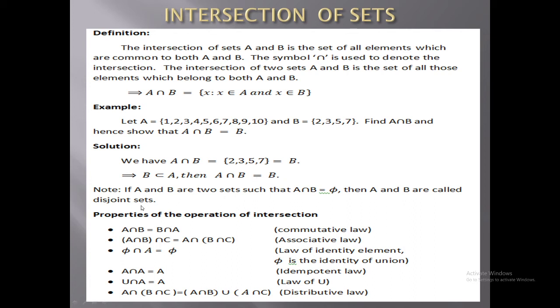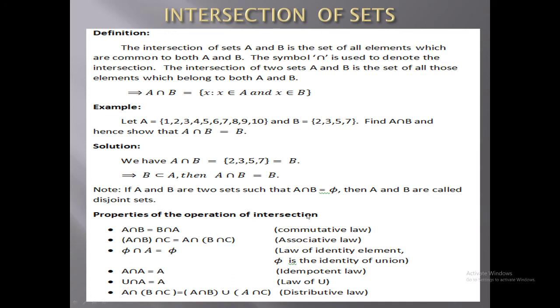Also, one note: if A and B are two sets such that A ∩ B = φ, then A and B are called disjoint sets, because their intersection is equal to the null set. So A and B are called disjoint sets.